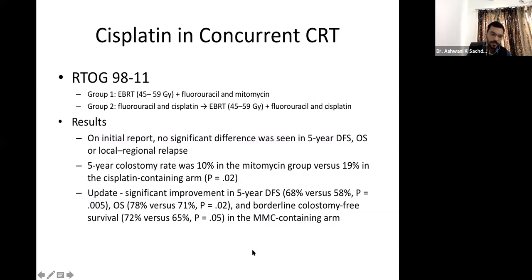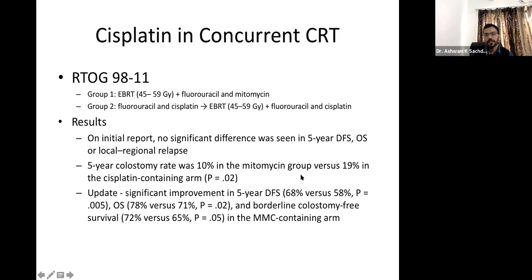In further studies, they tried to replace mitomycin C with cisplatin. There are three trials for this also. In the RTOG trial, they compared EBRT with 5-fluorouracil and mitomycin, in comparison to neoadjuvant 5-FU and cisplatin, followed by EBRT along with 5-FU and cisplatin. So they changed the mitomycin component and also gave neoadjuvant chemotherapy in the other group.